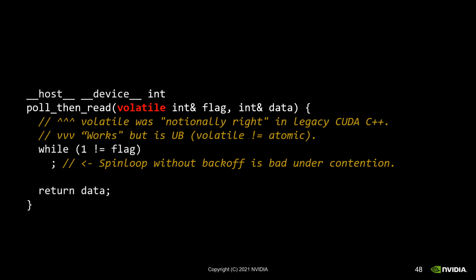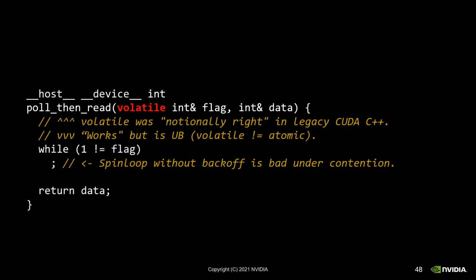Here's what it looks like without standard C++ atomics. We have the same issues with volatile here that we had before. We have a new issue too. We pull in the flag using a naive spin loop. Under contention, this is going to perform poorly. We've also got the same bug we had before.